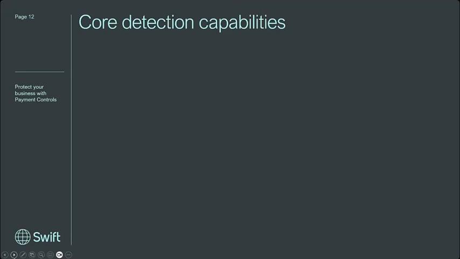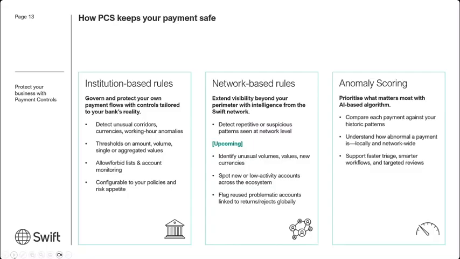Now, we'll move on to our core detection capabilities and how PCS actually helps to keep your payments safe. So there are primarily three different layers of PCS. You've got your institution-based rules, your network-based rules, and the anomaly scoring. We'll start with the institution-based rules.